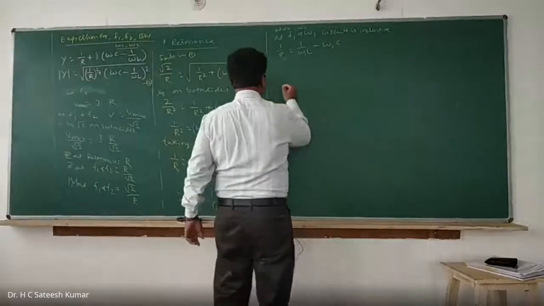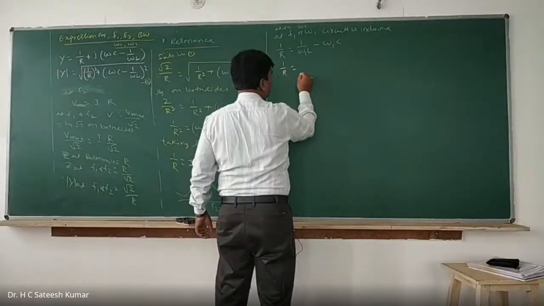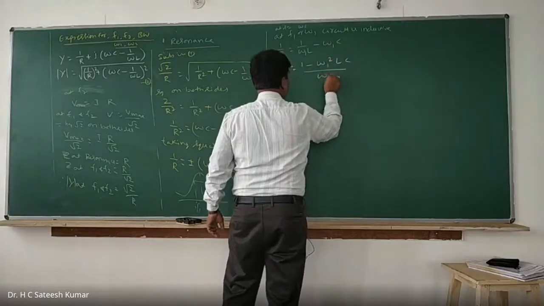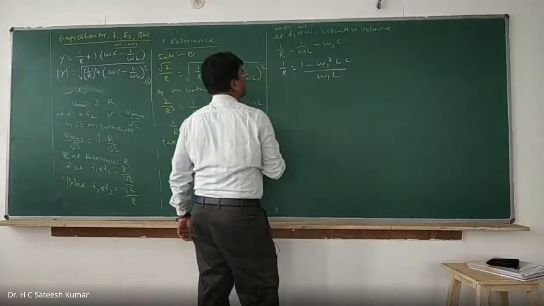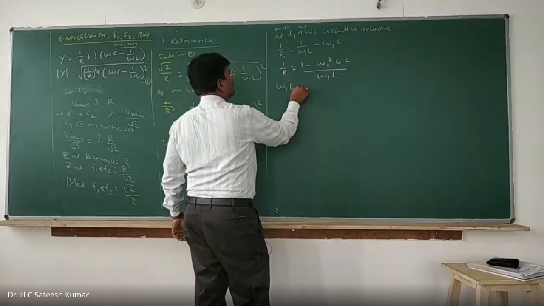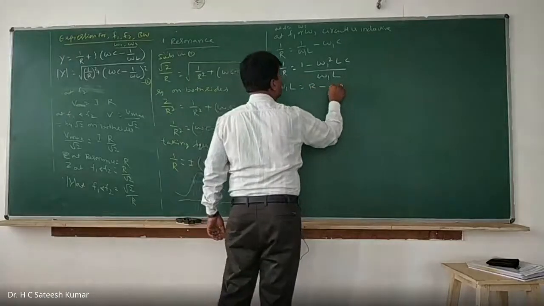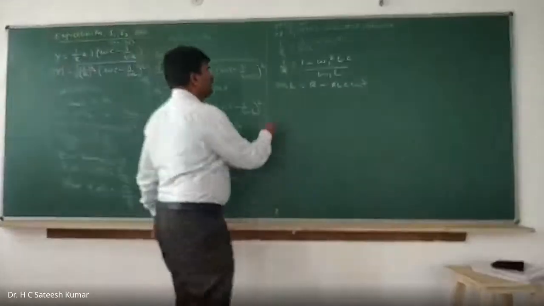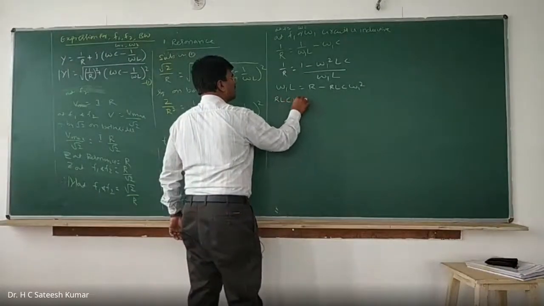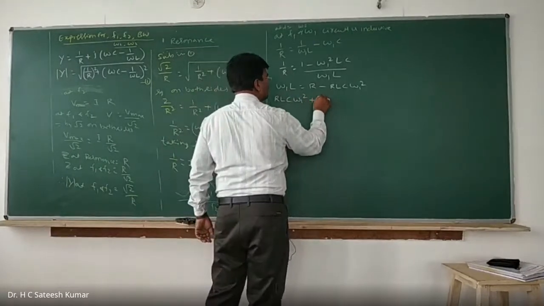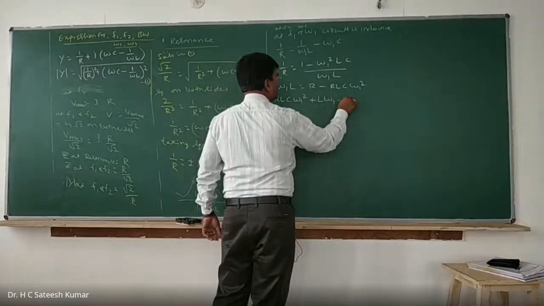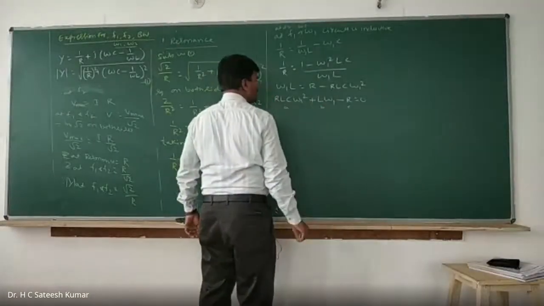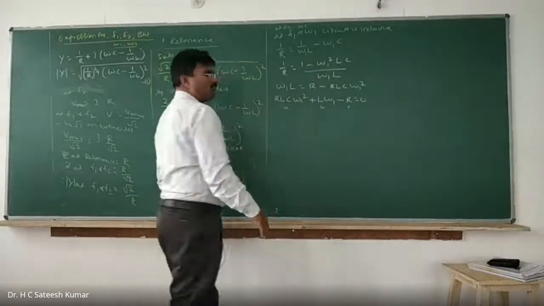Now what will happen? Take the LCM. 1 by R is equal to (1 minus omega 1 square LC) divided by omega 1 into L. Cross multiply it: omega 1 into L is equal to R minus RLC into omega 1 square. Now transfer all of them to the left hand side: RLC into omega 1 square plus L into omega 1 minus R is equal to 0. This is A, this is B, this is C. This is a quadratic equation in omega 1.